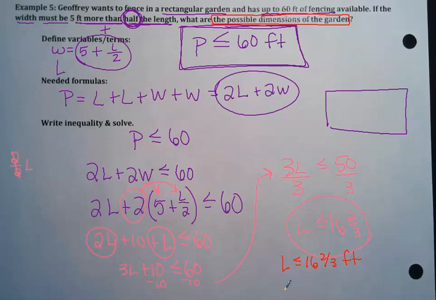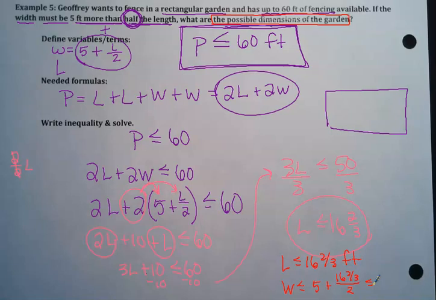So what's the other dimension? Width. Okay, and what would width be? Oh, it's 5 more than half the length. So it's going to be 5 more than 16 and 2/3 divided by 2. Can't you divide first and then add? No, that's what you should do. You should do 16 and 2/3 divided by 2.